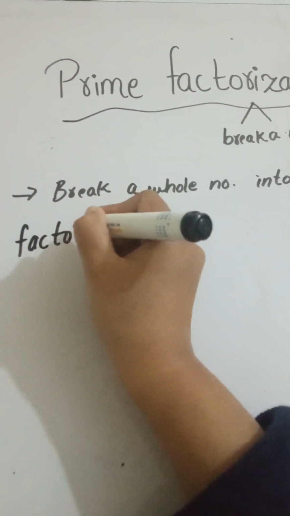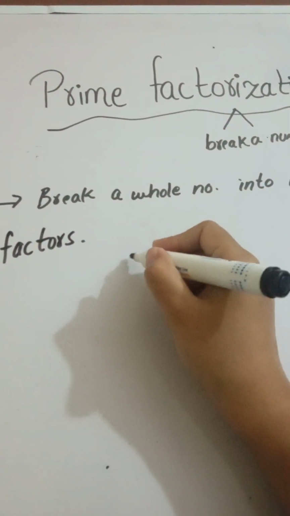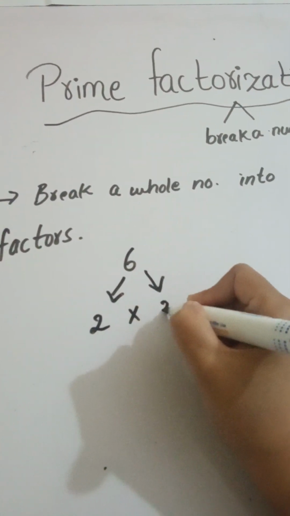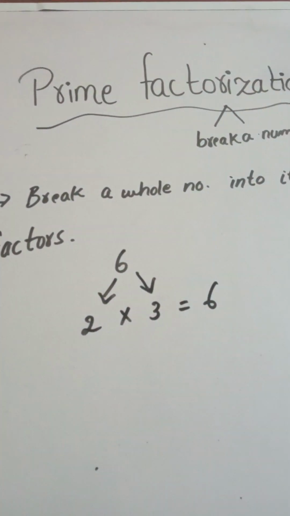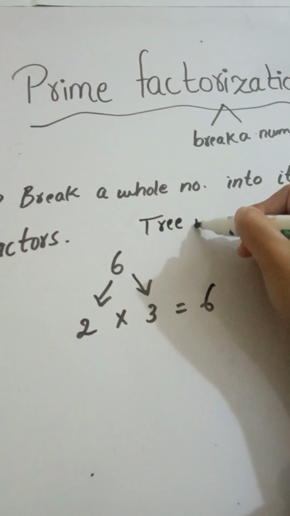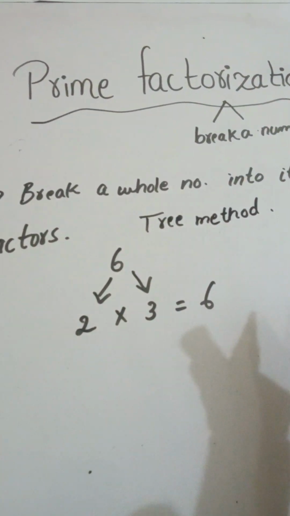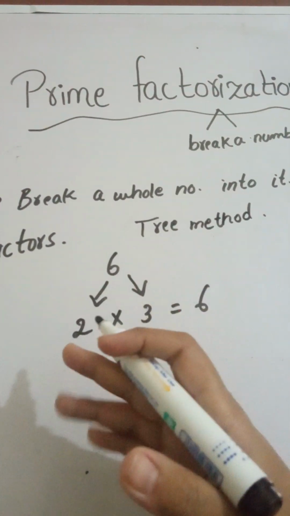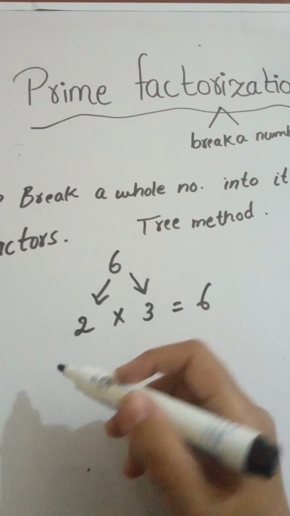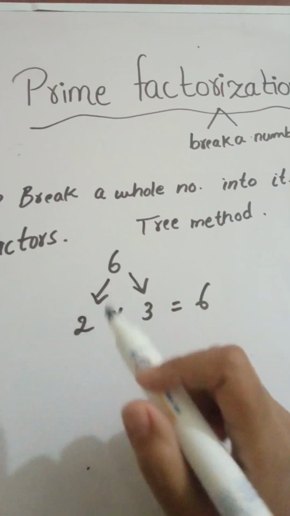So if I ask you to break 6 into its prime factors, it is 2 times 3. So what is the answer? It's 6. This is known as the tree method. It's just for small numbers, when you have to find the prime factors. It's mostly applied in grade 4 and grade 5. It is a tree method by which we can break a given whole number into its prime factors. Like 2 times 3 is 6. 2 and 3 both are the factors of 6.